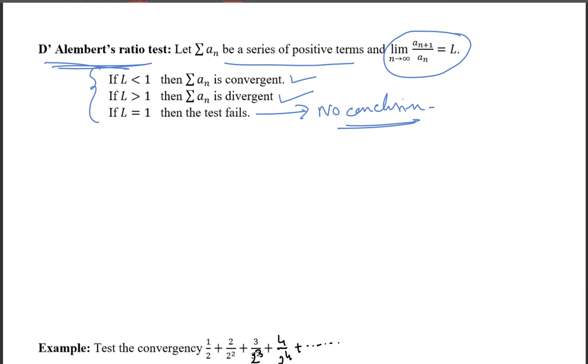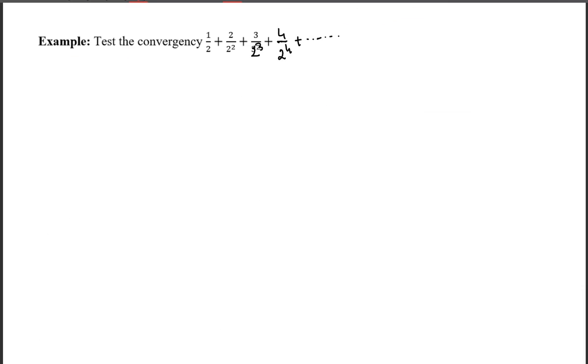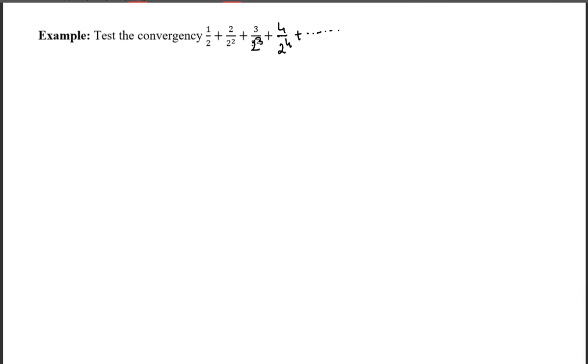So now come down to this problem. Test the convergency of this. I had some mistakes. So like this: 1 by 2, 2 by 2 square, 3 by 2 cube, 4 by 2 to the 4, like this. So what will be your an? Quickly write down. an is equal to what? n by 2 to the power n.